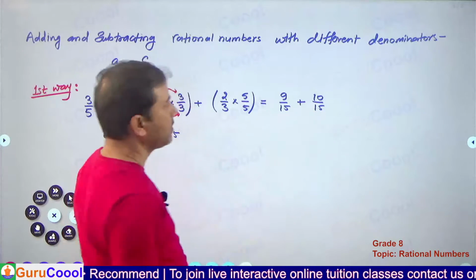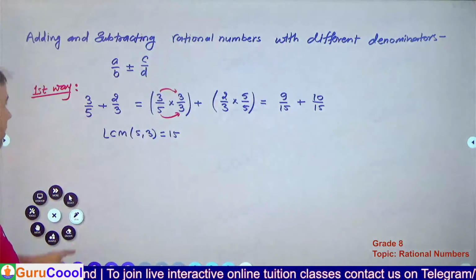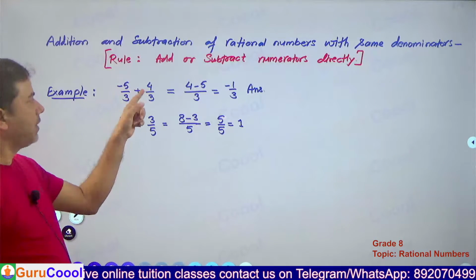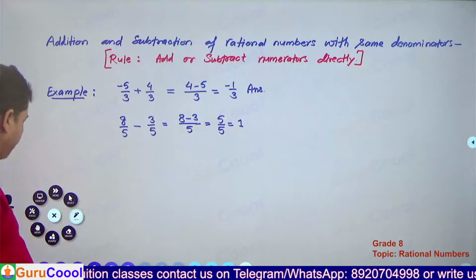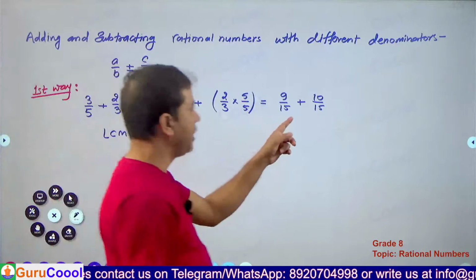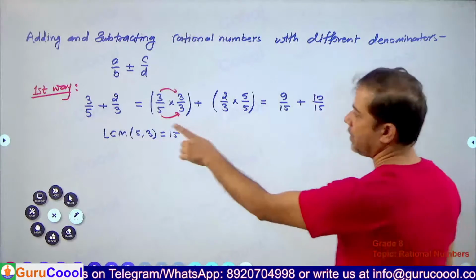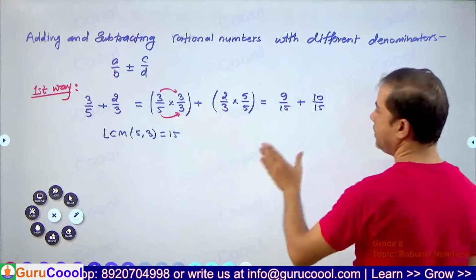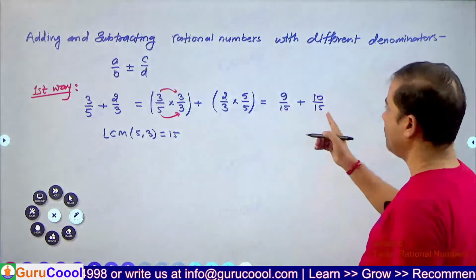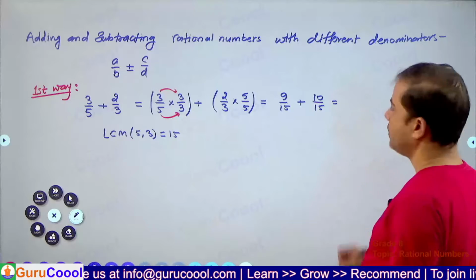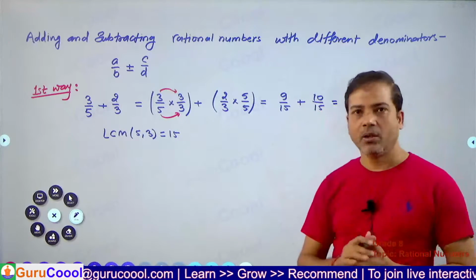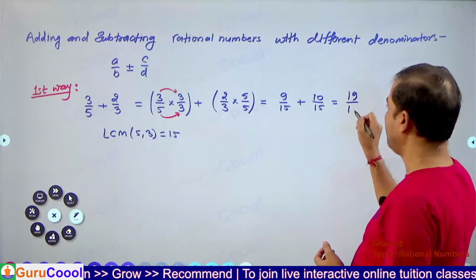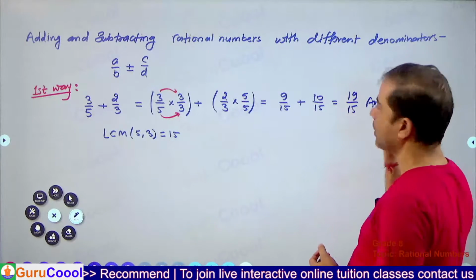Now see, their denominators became equal, and we have discussed what happens when their denominators are equal. We directly add their numerators, right? Yes, sir. Earlier they were different, but we did some process here, and now their denominators are the same. So now we can directly add their numerators. 9 and 10, it's 19 by 15, and the answer came. This is the first method.